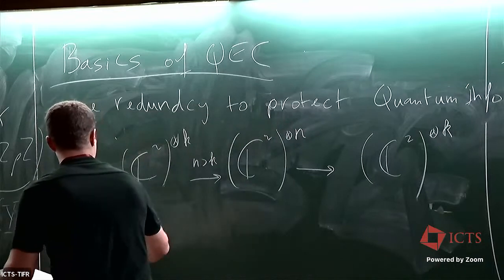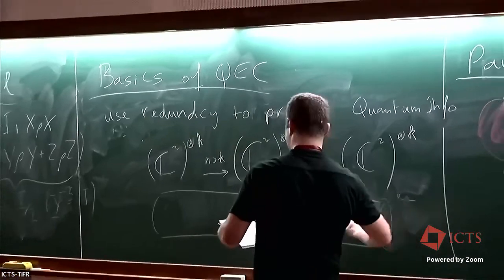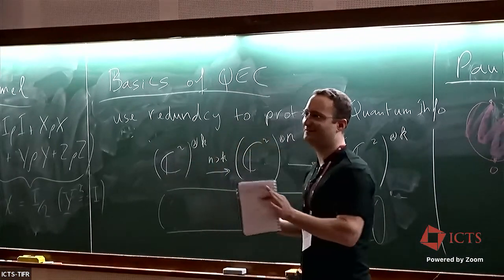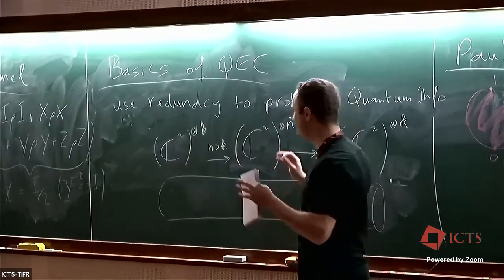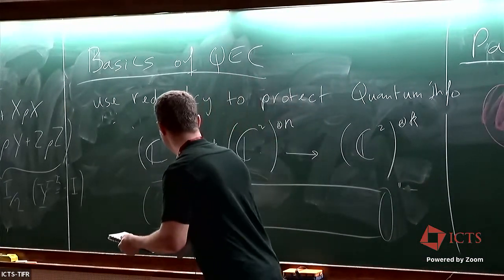We have three parts to an error correction sequence. I'm not talking about computation in this talk or in the next ones, just about maintaining or storing information. This is the encoding step.